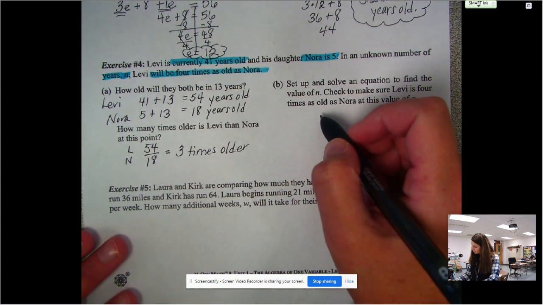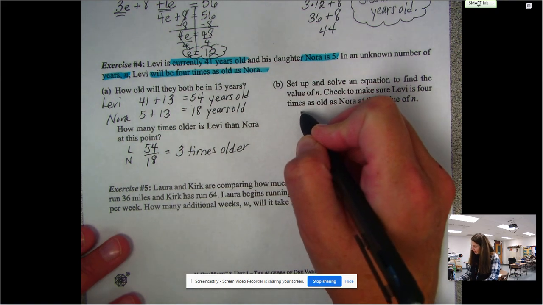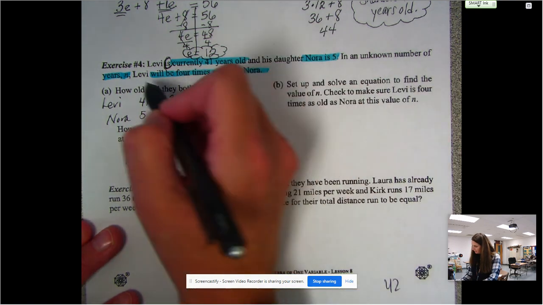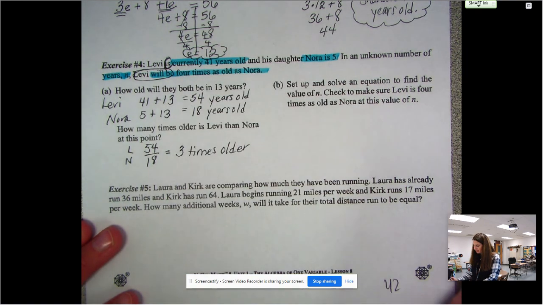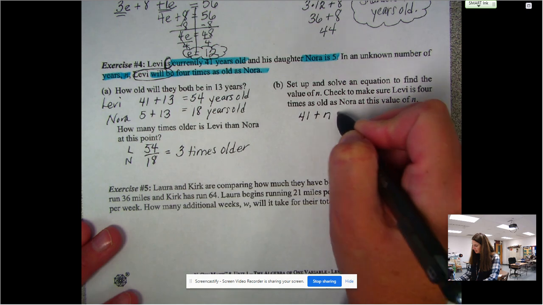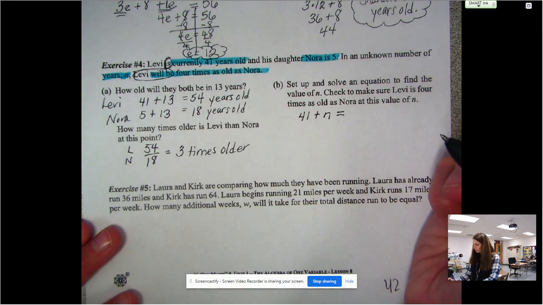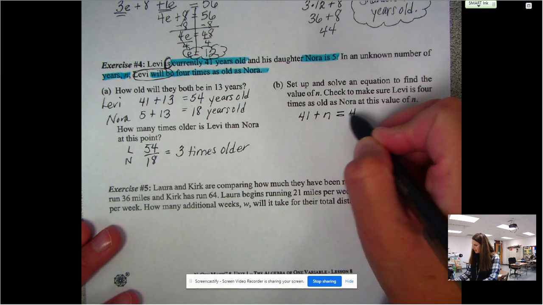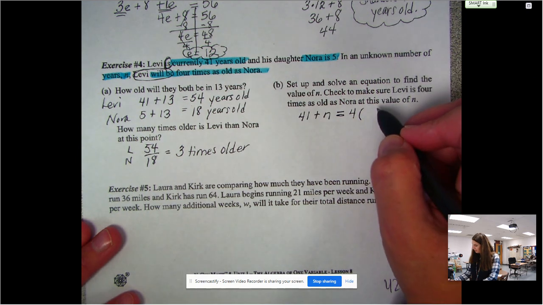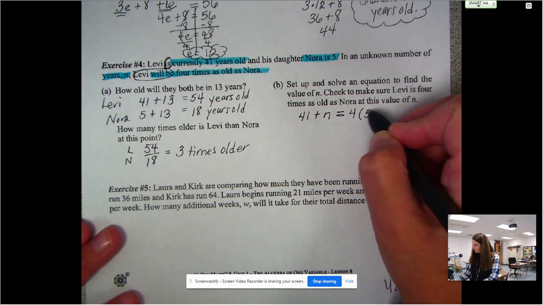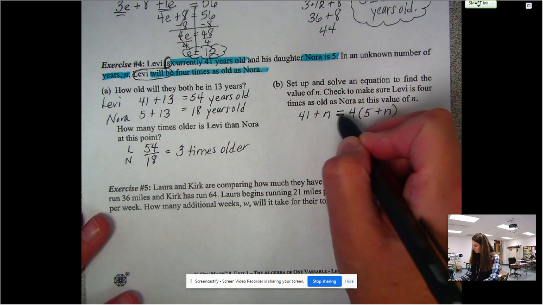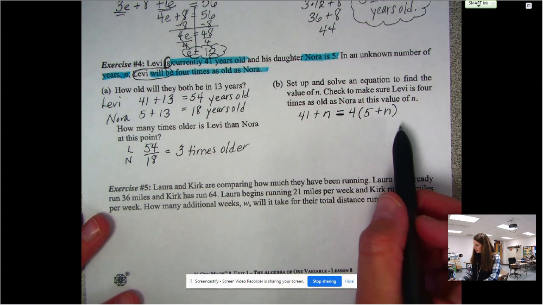So what we're going to do here is say that Levi is, there's our equal, okay? Levi will be, there's another equals right there. So Levi, 41 years old plus those n years, he will be, which means equal, he will equal 4 times as old as Nora. Nora will be 5 plus the same number of years. So that's one simple way to write it. This is going to be our easiest way to solve it.